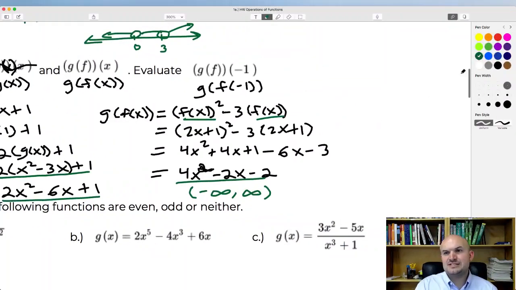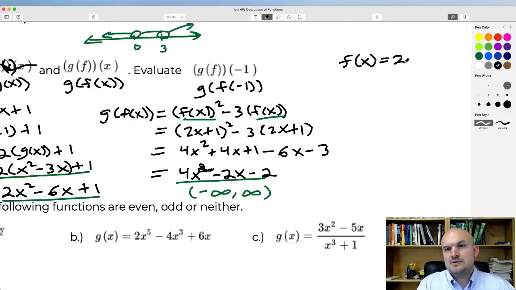And then the last one is just evaluating for f of negative 1. Now, we know this is really saying g of f of negative 1. So let's figure out what f of negative 1 is. So f of x is, what, 2x plus 1? So that means f of negative 1 is 2 times negative 1 plus 1, which is negative 1.